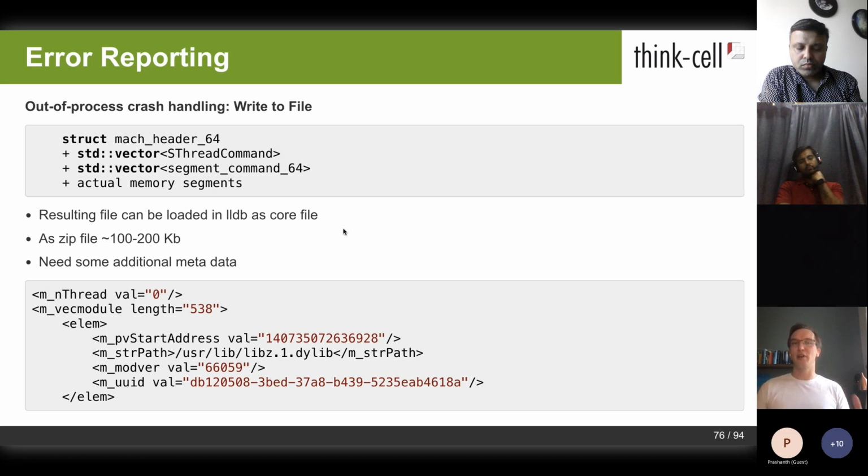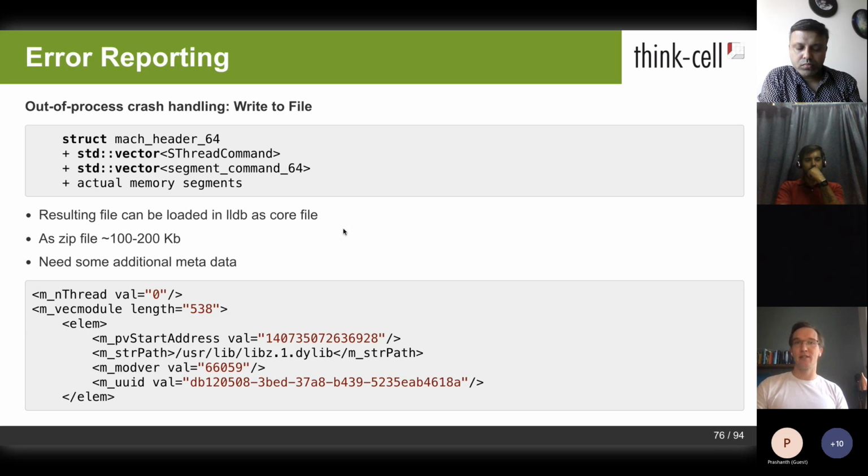And the resulting file is a valid core file that LLDB can load as is. Zipped, it's about 100, 200 kilobytes in size, so a very similar size to the Windows minidump. And we just needed some additional metadata, like the list of all shared libraries that were loaded at that moment with their start address. And when we tell LLDB that those shared libraries were loaded in that process, then LLDB can give us a valid stack trace like Windows can.